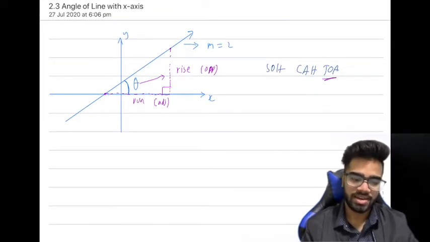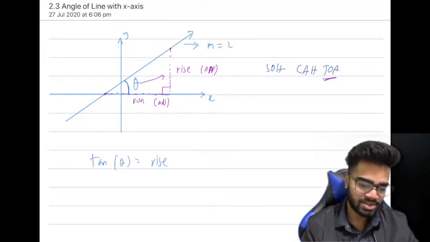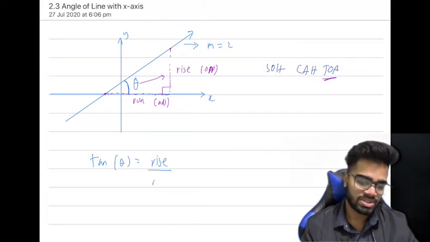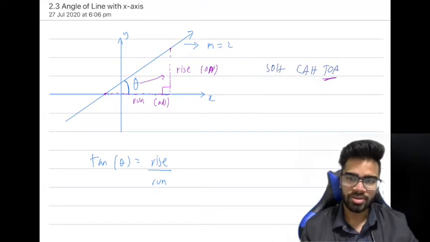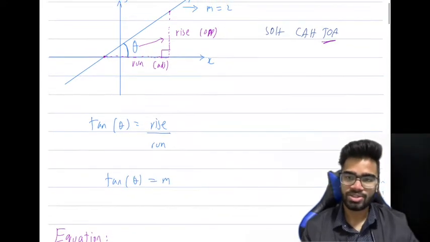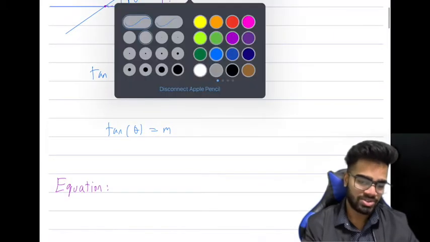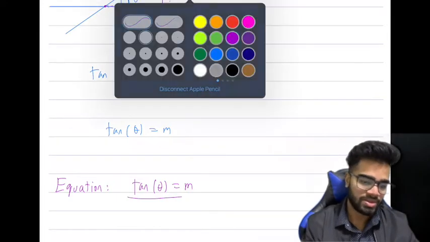We use tan. So we know that tan theta is equal to opposite, which in our case is rise, over the adjacent, which is run, right? We know that tan theta is rise over run. So hang on, last lesson we discovered some relationship. What is rise over run? Well, we know that it's the gradient. And this is the equation we're going to use to solve this question. We know that tan theta is equal to the gradient.